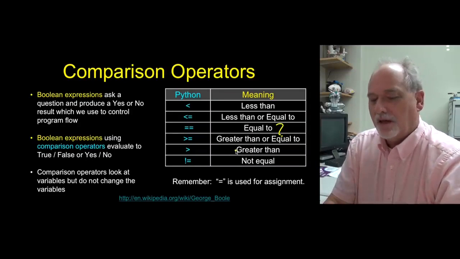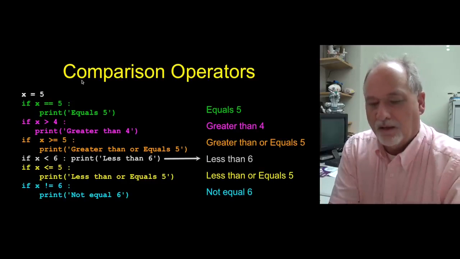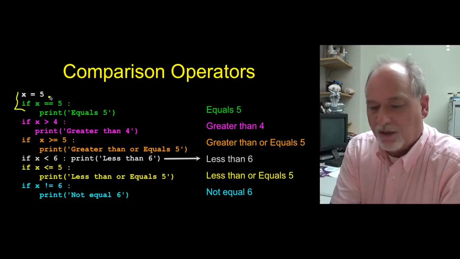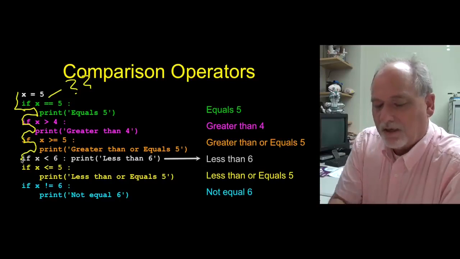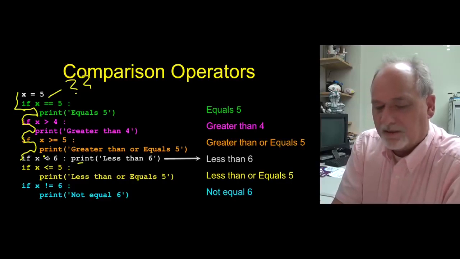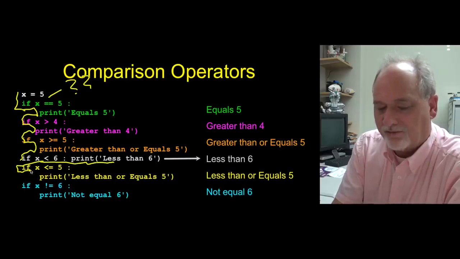So if we take a look at some of these in some examples, all of these are going to be true because of the way x is set. If x is equal to 5, that's the question version, that's true, and it'll execute that. If x is greater than 4, it's going to execute that. If x is greater than or equal to 5, it's going to execute that. Here's a shorthand where if there's only one line in this block, you can pull it up right on the same line after the colon. If x is less than 6, which it is, true, execute that. Then if x is less than or equal to 5, do that. And if x is not equal to 6, do that.